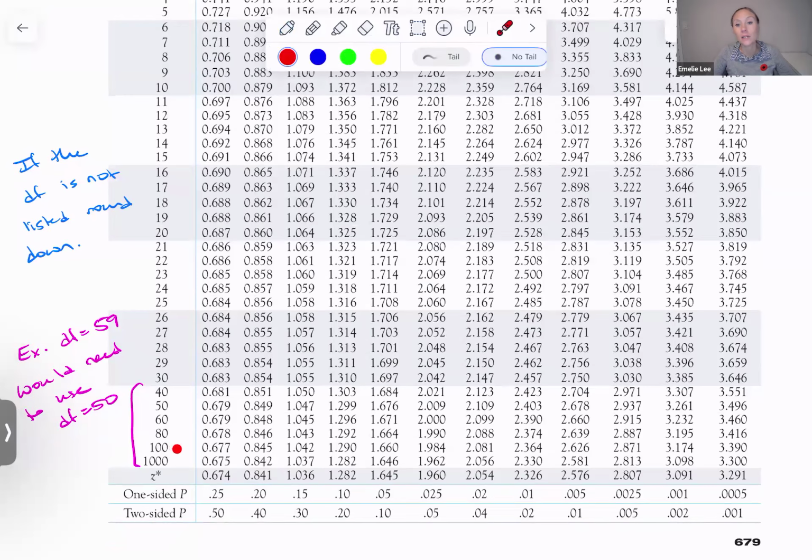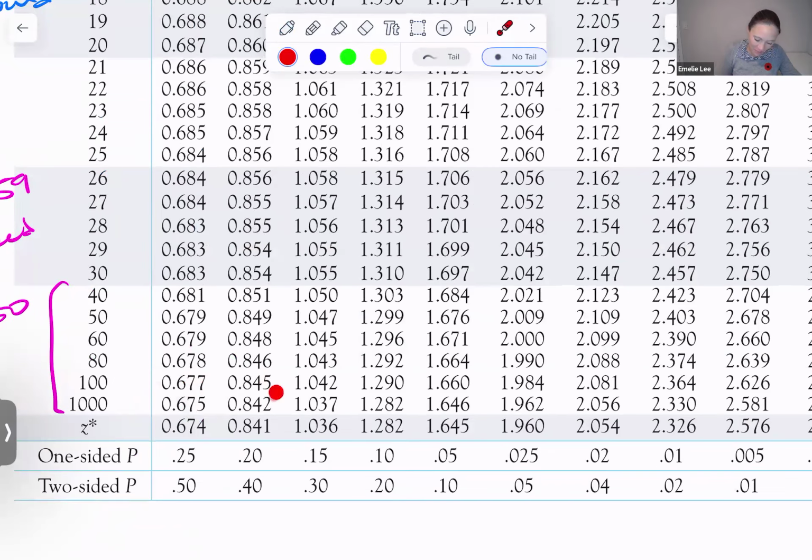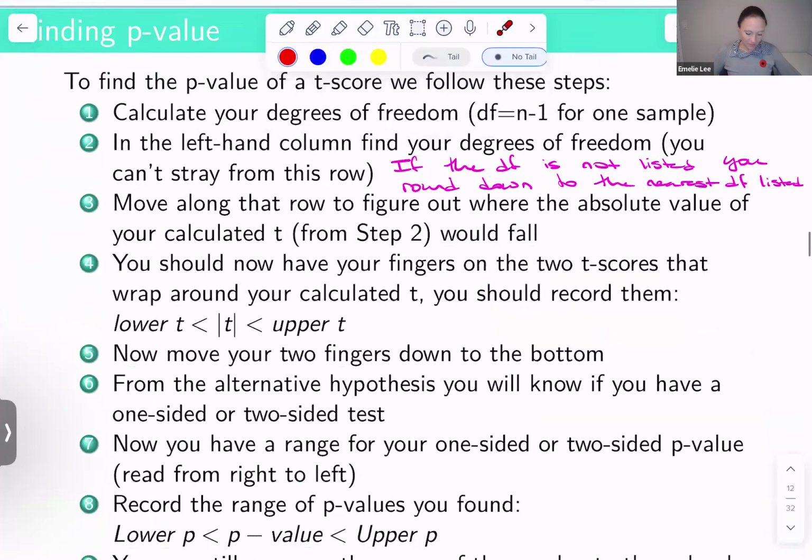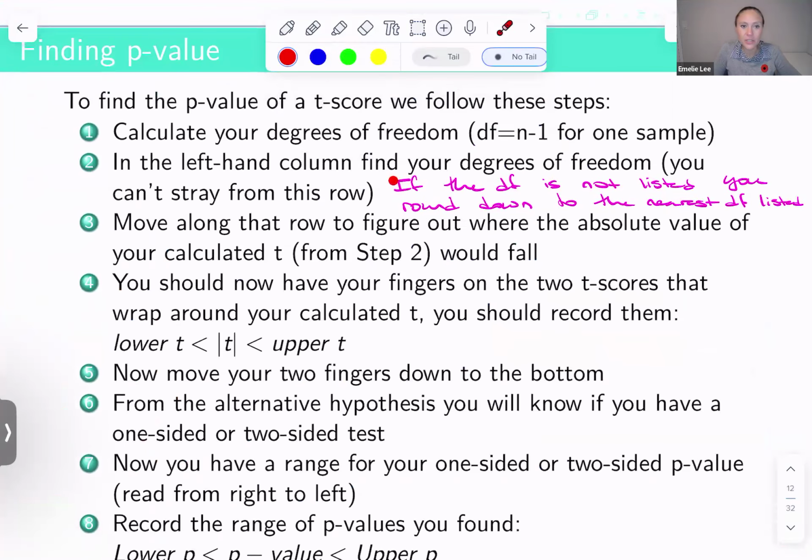Even if you have 900 degrees of freedom, it's tempting to go to 1,000, but that would be really bad. The difference between 100 in terms of these numbers and 1,000 is minimal, right? So even though it feels painful in a way, just go for the 100. Okay? If you have 900 degrees of freedom. So find your degrees of freedom, and if it's not listed, then you have to round down to the nearest degrees of freedom that is listed.